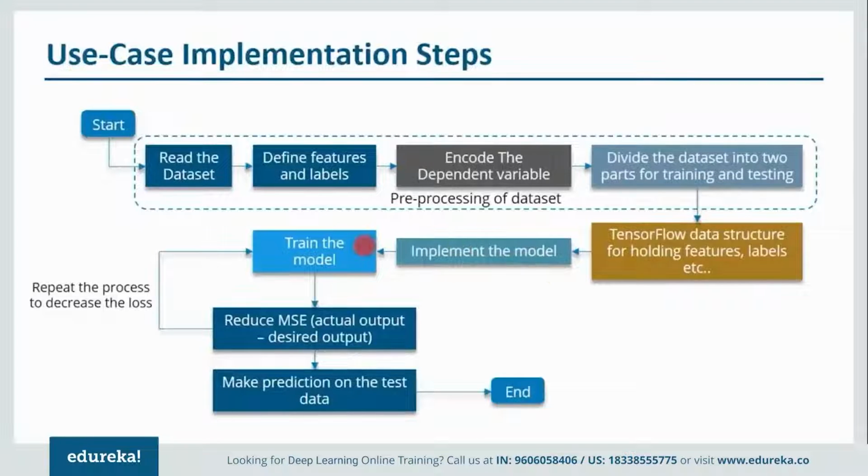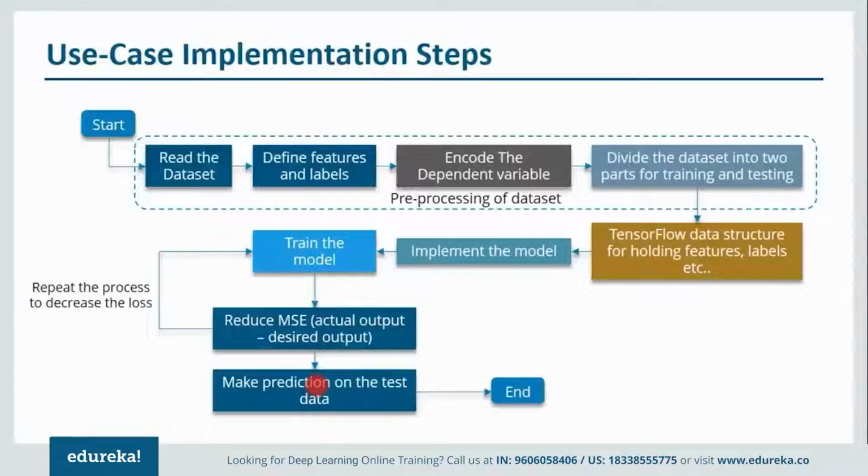And once this is done, we will train our model on the training data. We'll calculate the error. The error is nothing but your difference between the model output and the actual output. And we'll try to reduce this error. And once this error becomes minimum, we'll make prediction on the test data and we'll calculate the final accuracy.